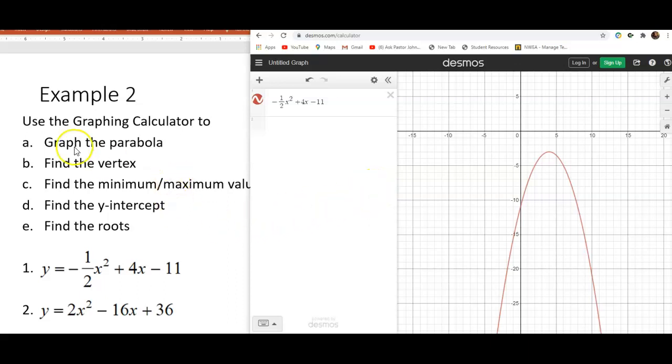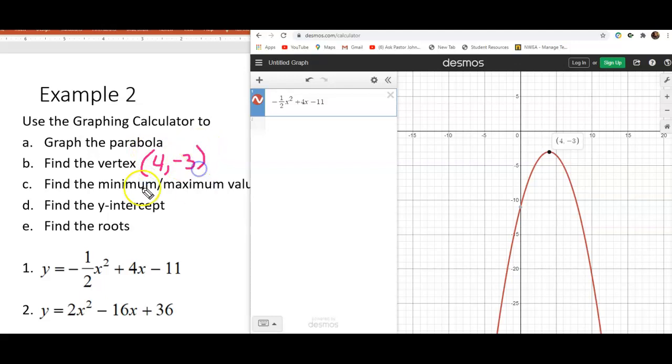From there, so there's our graph. If you were doing a homework problem or something, you would just sketch what that looks like. Now they want us to find the vertex. Usually, if you just hover your mouse over it and then click on the vertex, it'll tell you what the coordinates are. So my vertex is (4, 3). I'm going to go ahead and write that down here for part B. (4, -3).